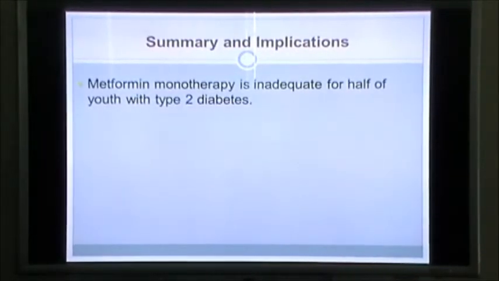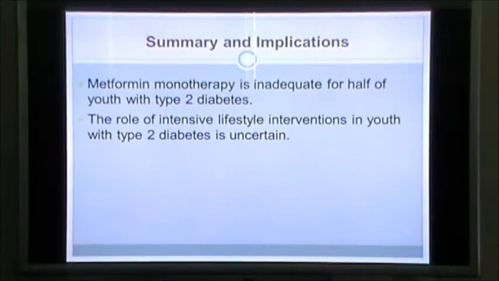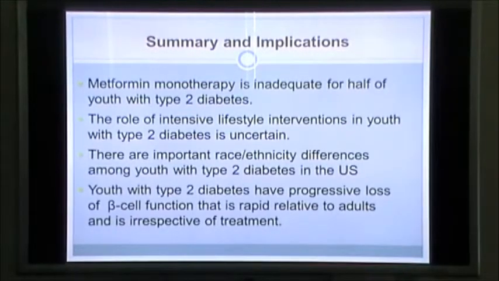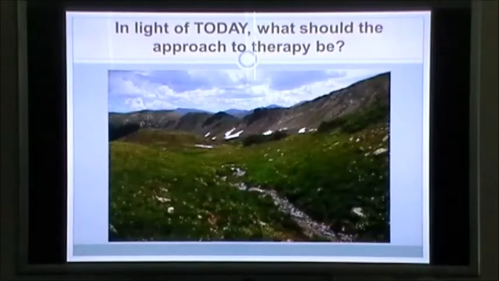So metformin monotherapy is inadequate for half of kids with type 2 diabetes. The role of intensive lifestyle interventions in youth with type 2 is at best uncertain. There are important race and ethnicity differences among youth with type 2 in the United States. And youth with type 2 diabetes have progressive loss of beta cell function that is rapid relative to adults and appears to be irrespective of treatment.